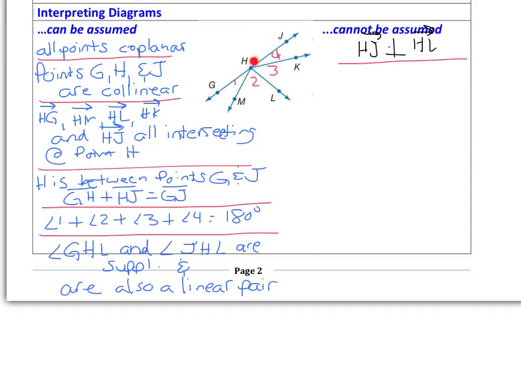This line here, HM, would have to continue on for angle 1 to be vertical with something over here. So you can't assume that angle 1 and angle 4 are congruent. It cannot be assumed.